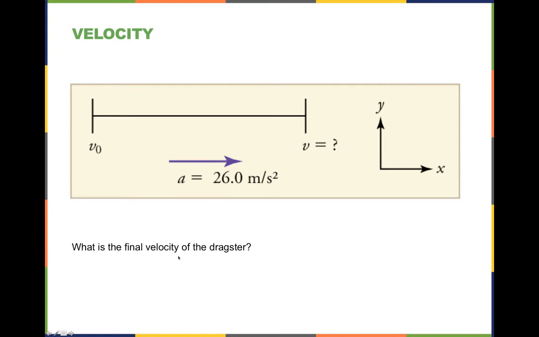This same dragster, they're asking the question, what is the final velocity of this dragster? So we use an equation that I told you to remember. This is 0 plus the acceleration times the elapsed time, and it's 145 meters per second. So that's the final velocity here. Now if you took 145 minus 0 over 2, you'd have the average velocity.